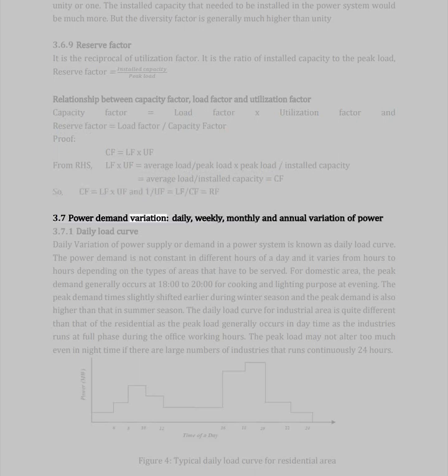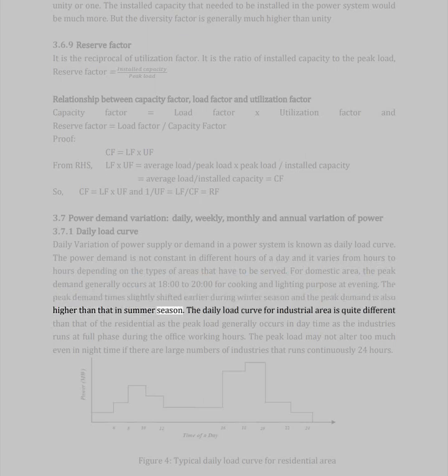3.7 Power demand variation: daily, weekly, monthly and annual variation of power. 3.7.1 Daily load curve. Daily variation of power supply or demand in a power system is known as the daily load curve. The power demand is not constant in different hours of a day and it varies from hour to hour depending on the types of areas that have to be served. For domestic areas, the peak demand generally occurs at 18 to 20 hundred hours for cooking and lighting purposes in the evening. The peak demand time shifts slightly earlier during winter season and the peak demand is also higher than that in summer season.